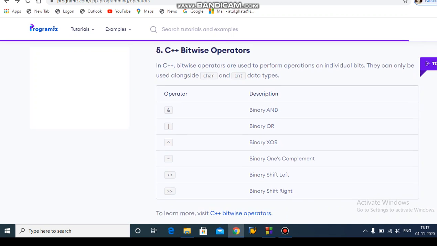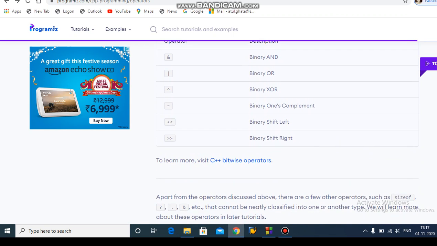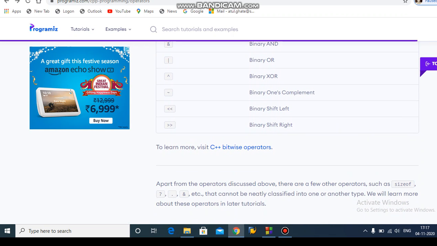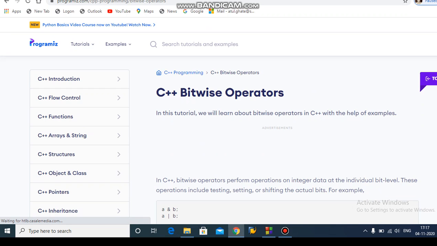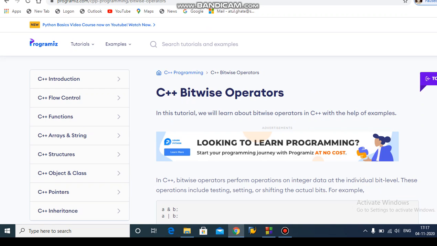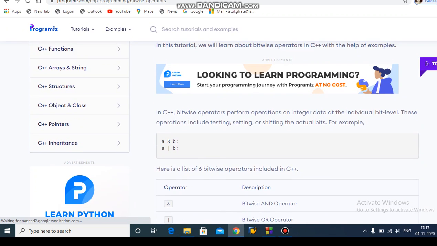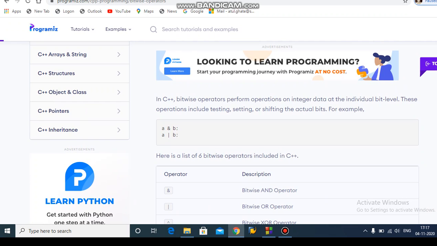We have a detailed bitwise operator explanation. Please click on bitwise operator from this link. In this tutorial, we will learn about bitwise operators in C++ with the help of examples. In C++, bitwise operators perform operations on integer data types at the individual bit level. These operations include testing, setting, or shifting the actual bits.